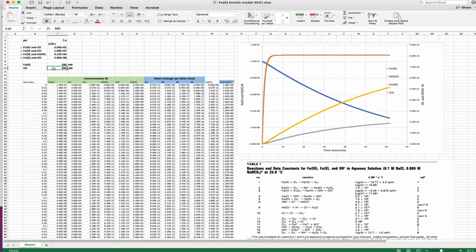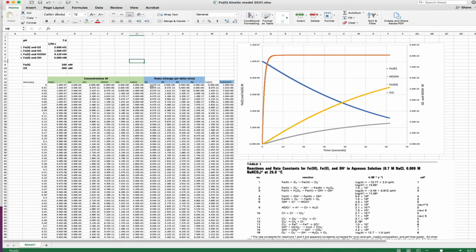So how do I set this up? Well, I set it up by starting at time 0, so there's time in column B right here. And then I'm going to have concentrations. So iron at time 0 is 100 nanomolar, or 1 times 10 to the minus 7 molar. Oxygen is 3 times 10 to the minus 4 molar. And all of my other species have 0 concentrations. The boundary condition, if you will, is that before you start the reaction, they don't exist. So that's my conditions right there.